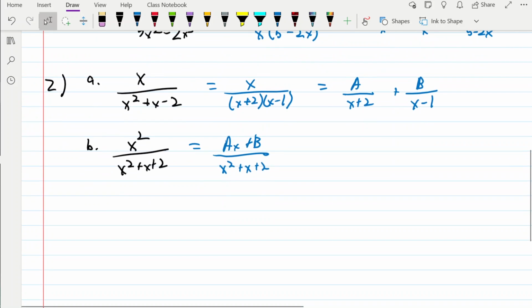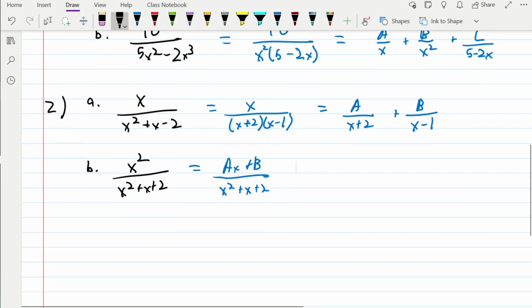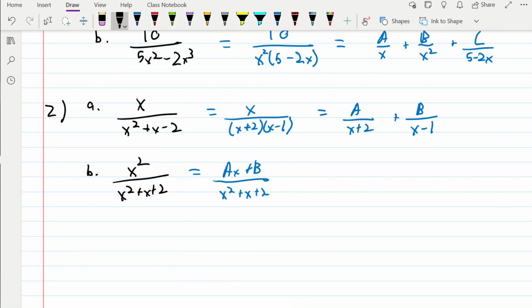Okay, we can then go on to part C. Actually, wait, no. We might be able to do long division because of that x squared. Let's see.